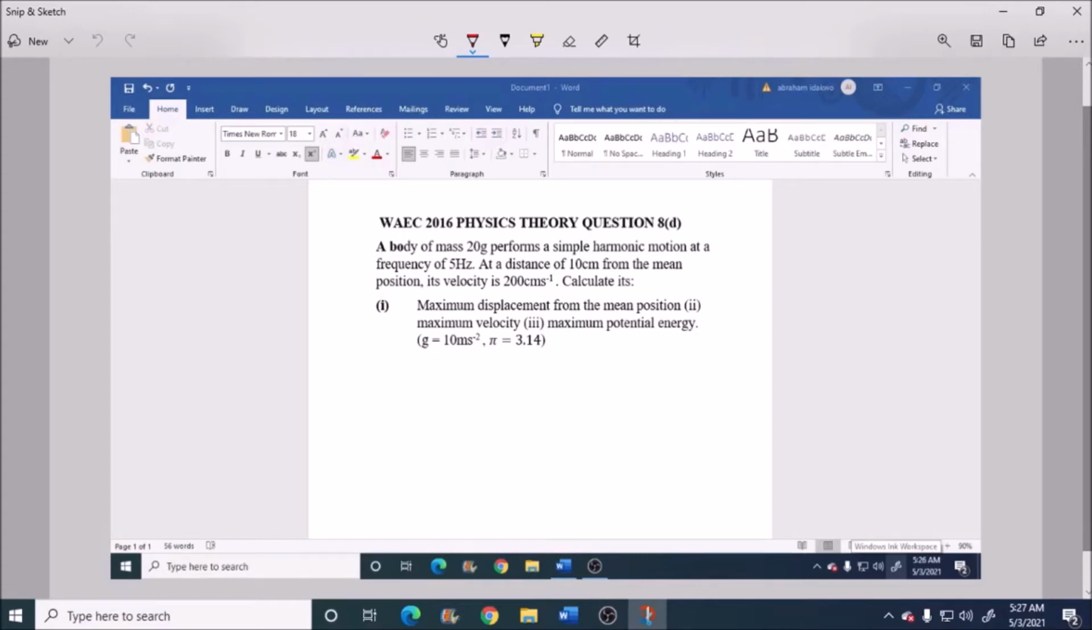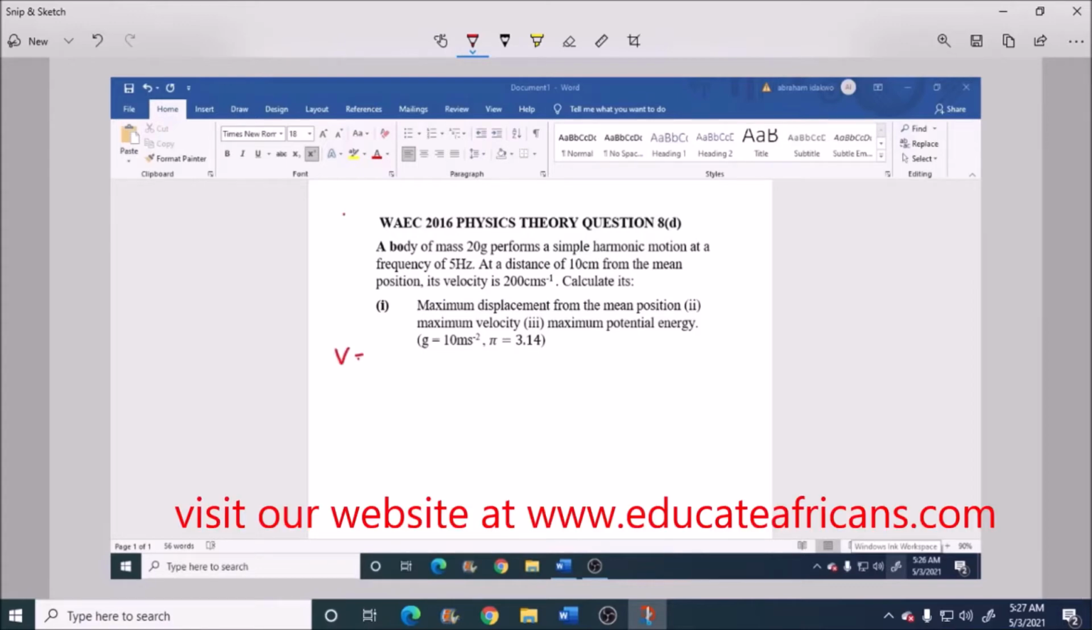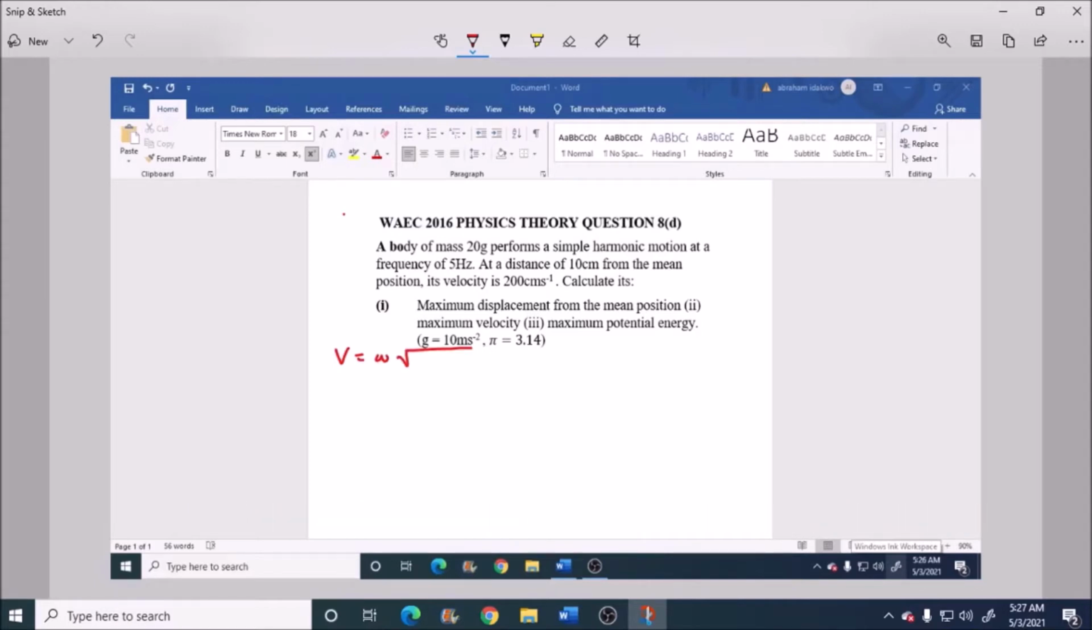2. Maximum velocity. 3. Maximum potential energy, given that acceleration due to gravity is 10 meters per second squared and pi is 3.14. So first, let's calculate the maximum displacement. We have v equal to angular velocity times the root of r squared minus y squared. This is the same thing as saying 2 pi f times the root of r squared minus y squared.